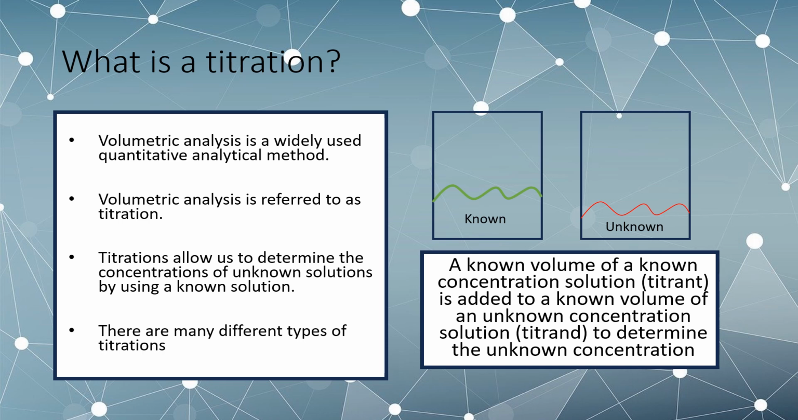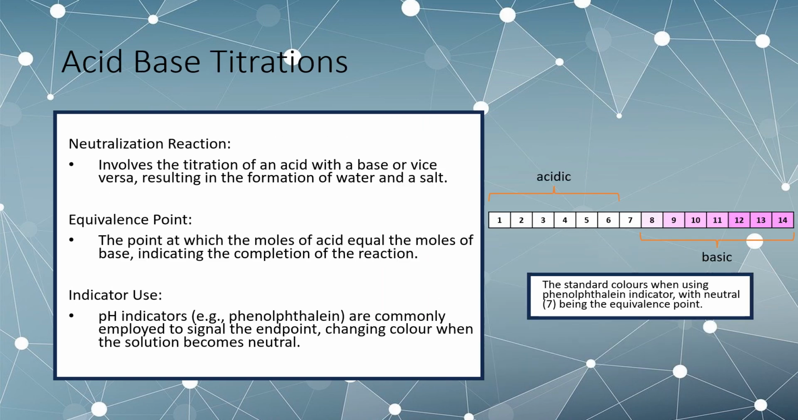We'll go through the four main types of titrations now. By far the most common titration, and the titration that serves as an introduction for most into the science behind titrations and volumetric analysis, is acid-base titrations. These are titrations between, well, you guessed it, an acid solution and a base solution. It involves the titration of an acid with a base, or vice versa, resulting in the formation of water and a salt, effectively what we call a neutralization reaction. When an acid and base react, they produce a water and a salt. We can use this reaction to determine the unknown concentration of one or the other.